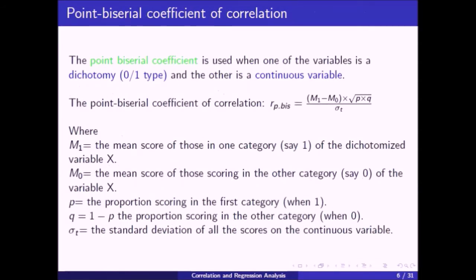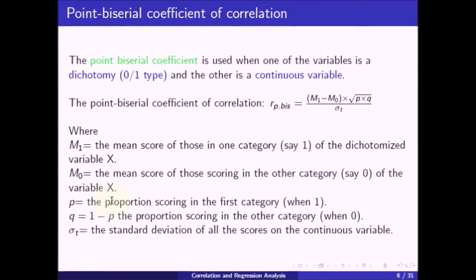Now, the point biserial coefficient of correlation. The point biserial coefficient is used when one of the variables is a dichotomous 0-1 type and the other is a continuous type. So the point biserial coefficient of correlation is r_pbis equal to (M1 minus M0) times the square root of p times q, divided by sigma t, where M1 is the mean score of those in one category, say 1, of the dichotomized variable x, and M0 is the mean score of those scoring in the other category, say 0, of the variable x.